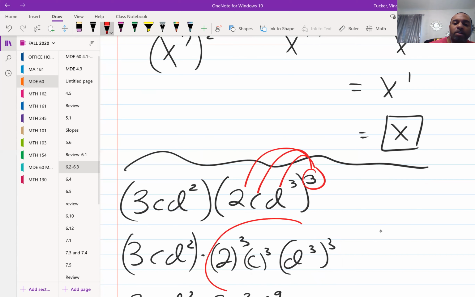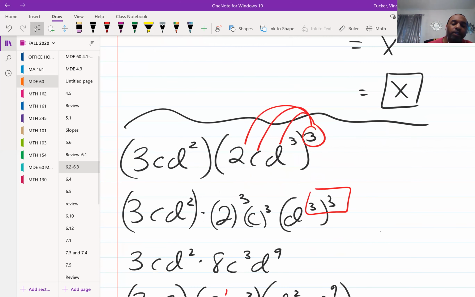And that's what I did right here. So notice 3cd squared is still the same. Nothing's changed on that. But then I have 2 cubed, c cubed, and then d cubed. All right. Power to a power is right here, so I need to multiply. So you see I have d to the 9th.